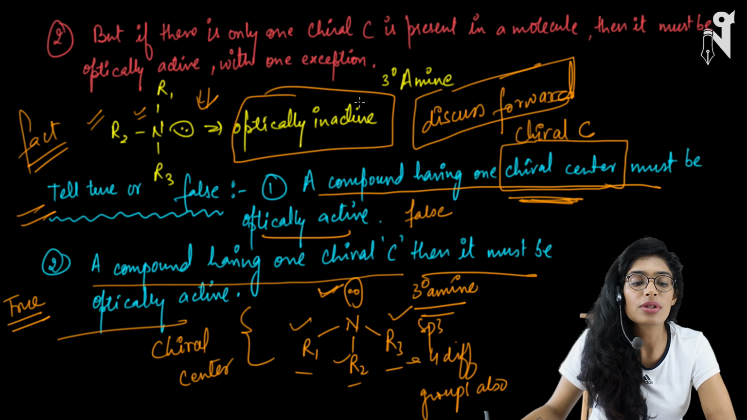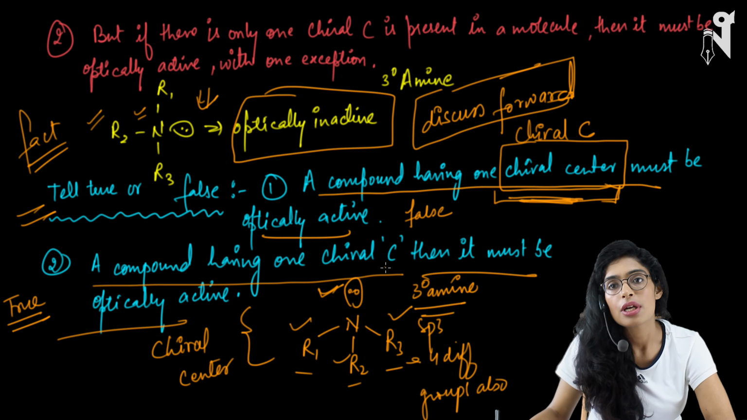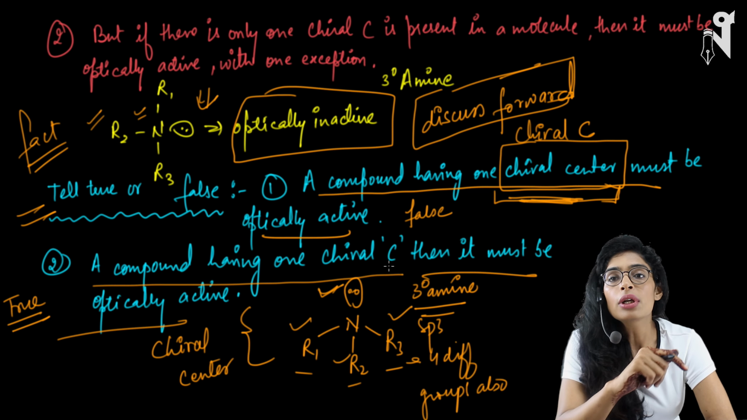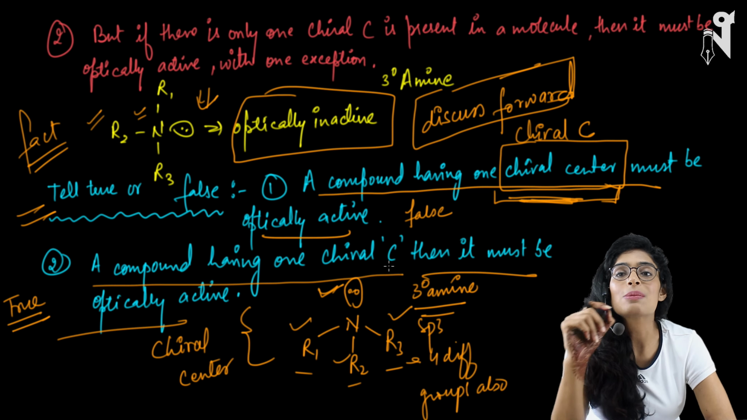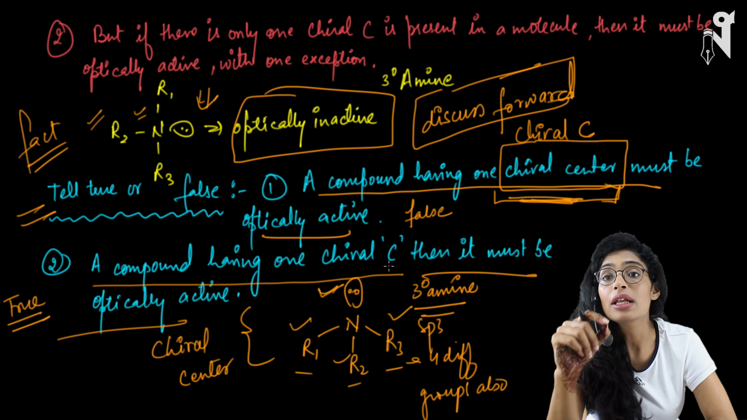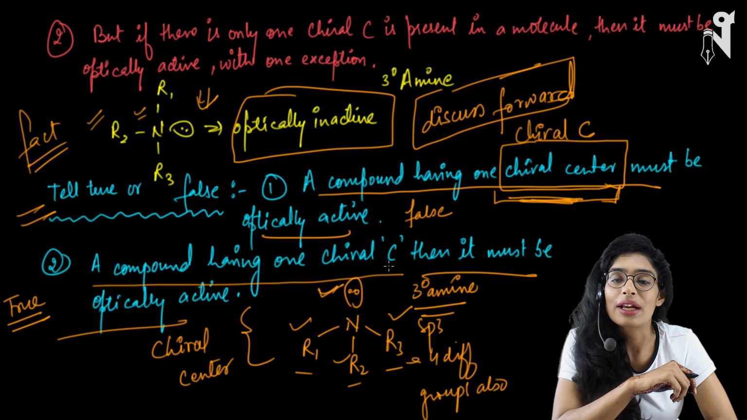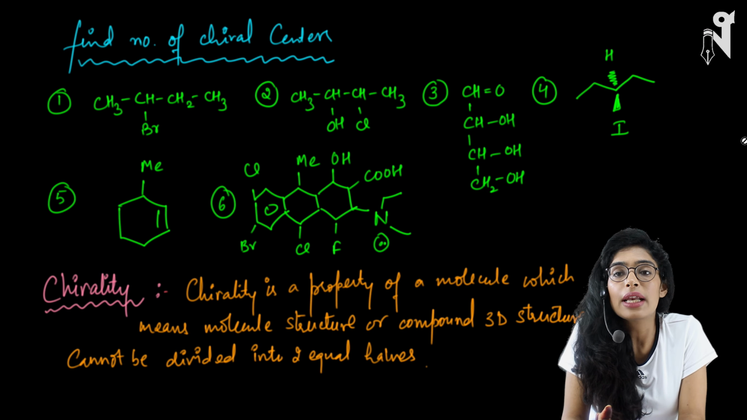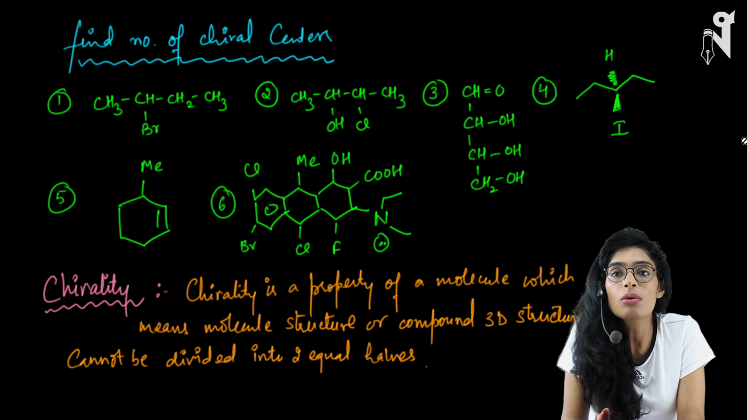Okay, so this statement is wrong. Chiral center is wrong. Chiral carbon is right. So one single chiral carbon, if it is present in your carbon chain, in your molecule, then your compound must be optically active. But if that chiral center is nitrogen, then your compound will become optically inactive. So I hope now you have got what exactly a chiral center means, and now we will talk about how to find the chiral centers in a compound.